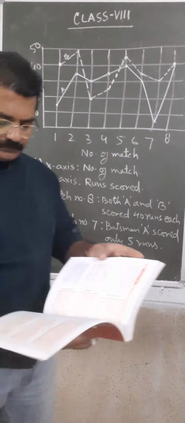Now, next part, that is the fourth part. They are asking whose average performance is better. Whose average performance is better. Now, if we talk about A, we will calculate the average runs of A.